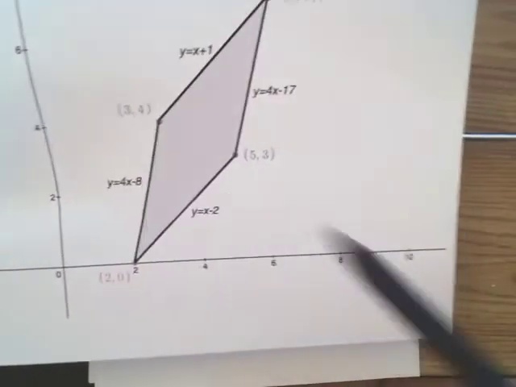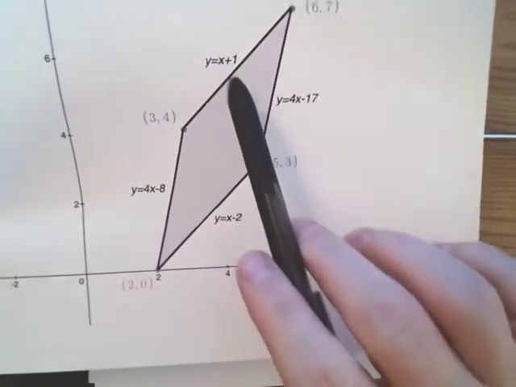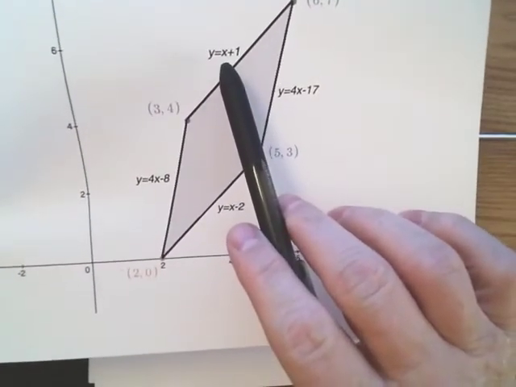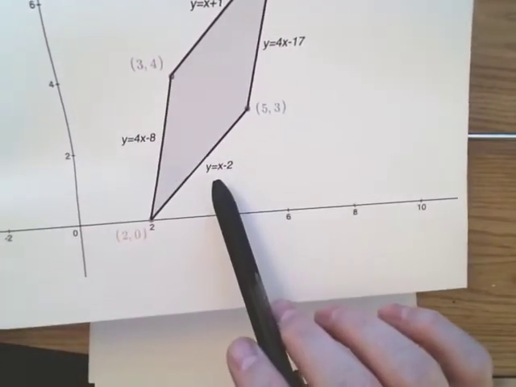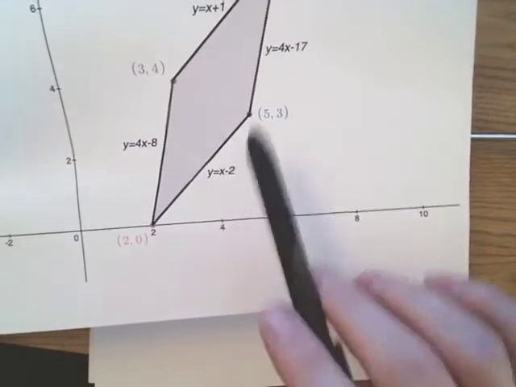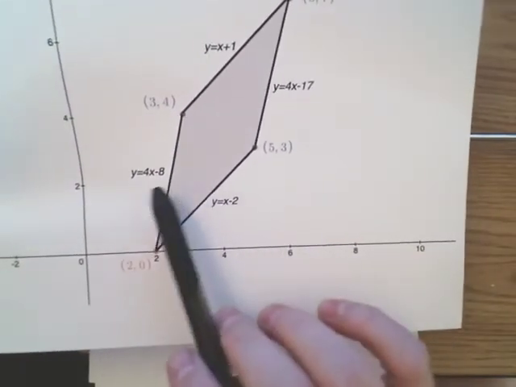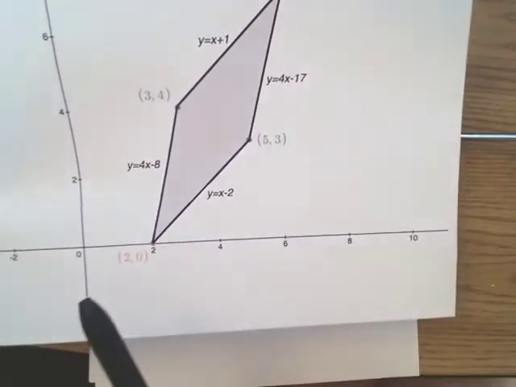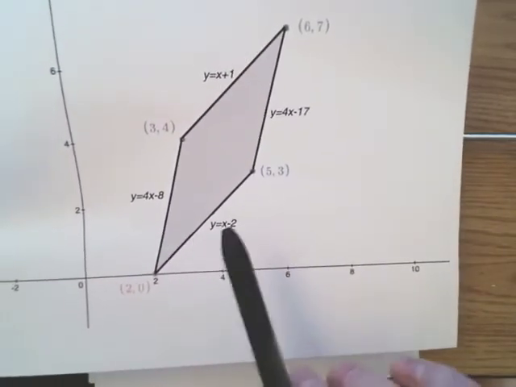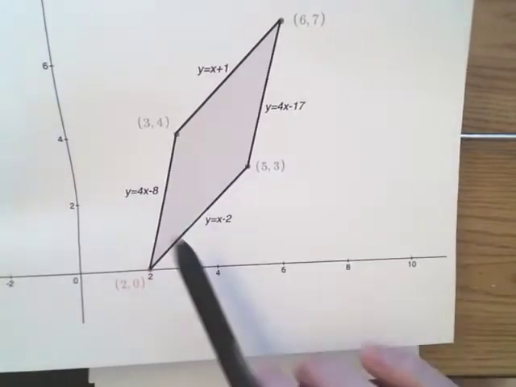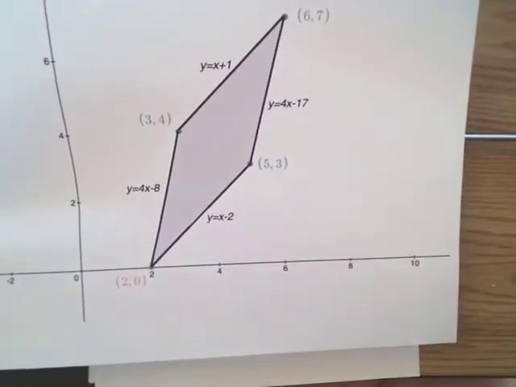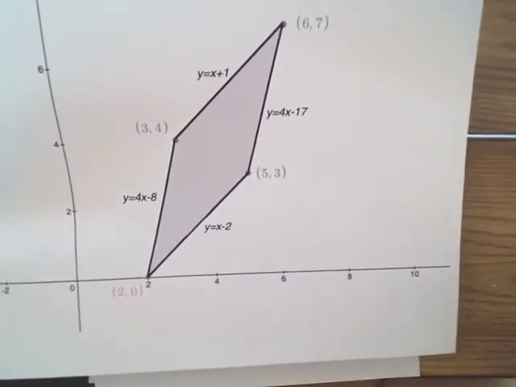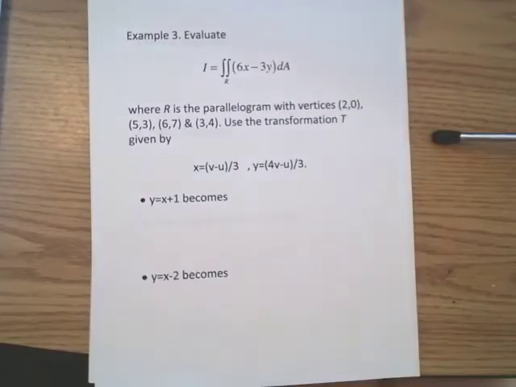You can see here one side is y equals x plus 1, another side is y equals x minus 2, and then you've got two opposite sides, y equals 4x minus 8 and y equals 4x minus 17. So my first order of business is to translate these into terms of u and v.